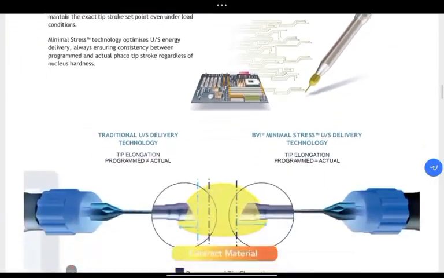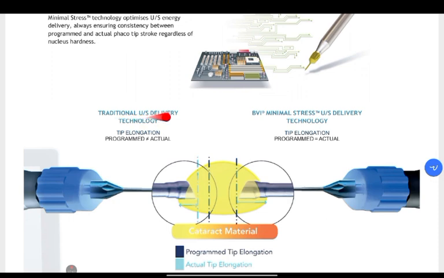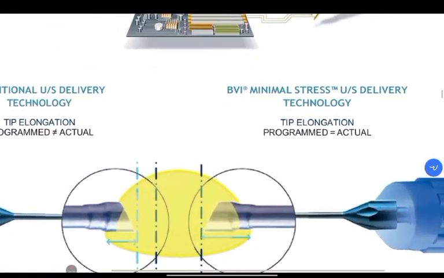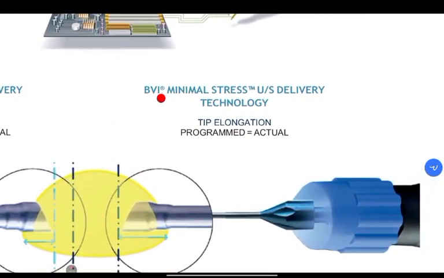So next we will discuss the traditional US delivery technology. You can see this part where tip elongation programmed is not equal to actual. But on the other hand, you can see on the right hand side we have the BVI minimum stress technology US delivery technology, where tip elongation programmed is equal to actual.